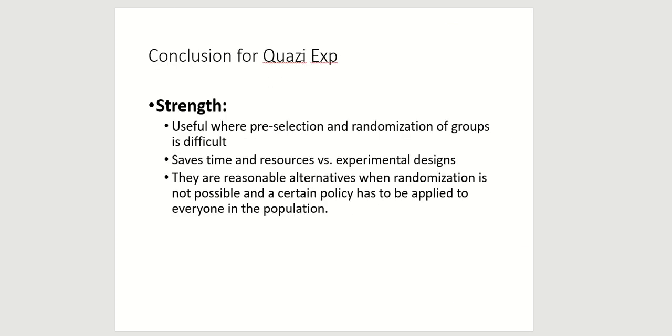So, conclusion for quasi-experiment: the strength is that it is useful where pre-selection and randomization of groups is difficult, and it saves time and resources versus experimental design. They are a reasonable alternative when randomization is not possible, and a certain policy has to be applied for everyone in the population.